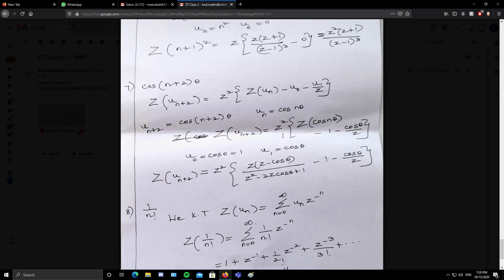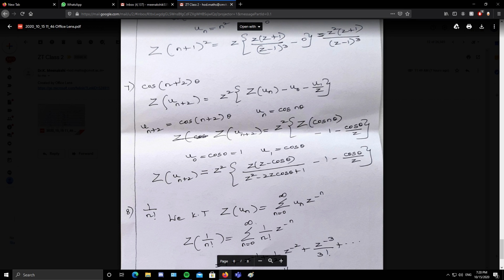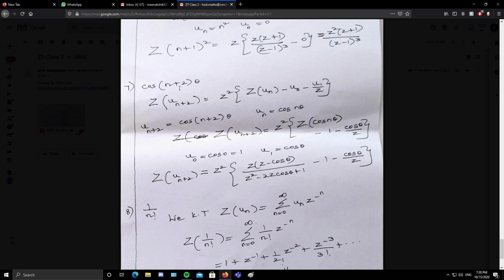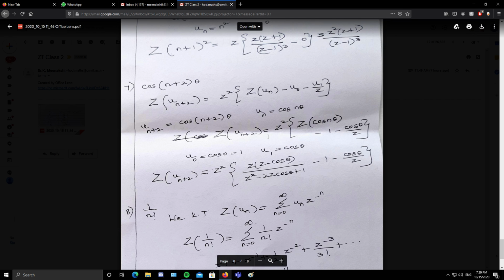So in the next step, z square into, you know the formula of z of cos n theta. It is a standard function. Minus 1 minus cos theta by z. So this is the answer. Now for this problem, you can even do cos of a plus b. You know the formula for cos of a plus b, cos a cos b minus sin a sin b. That way also you can get the answer.